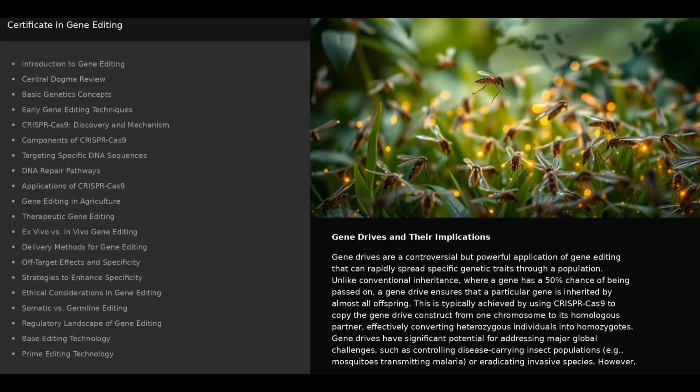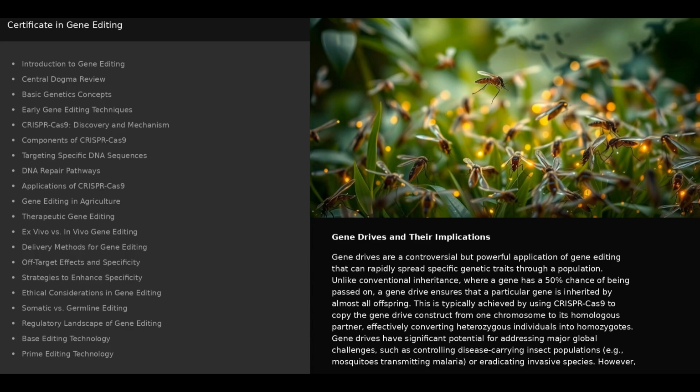Gene drives and their implications. Gene drives are a controversial but powerful application of gene editing that can rapidly spread specific genetic traits through a population. Unlike conventional inheritance, where a gene has a 50% chance of being passed on, a gene drive ensures that a particular gene is inherited by almost all offspring.